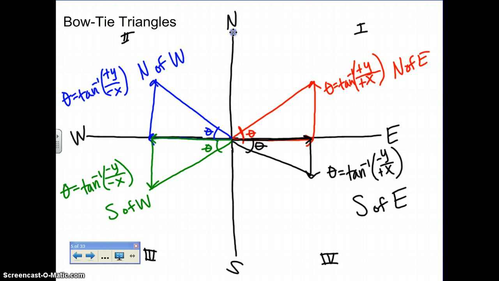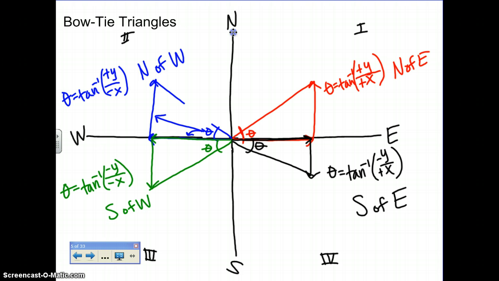And then always remember, the second vector is the first direction that's written. So south of west versus west of south. Which way did you travel second? I traveled south second. So therefore, it's south of west. Okay, so there's your bow tie triangles in which your trig function, inverse tan, is opposite over adjacent, whereas on every single one of these, according to theta, you went opposite and then you went adjacent.